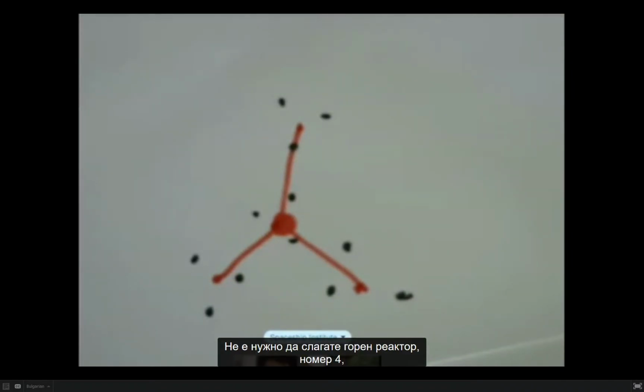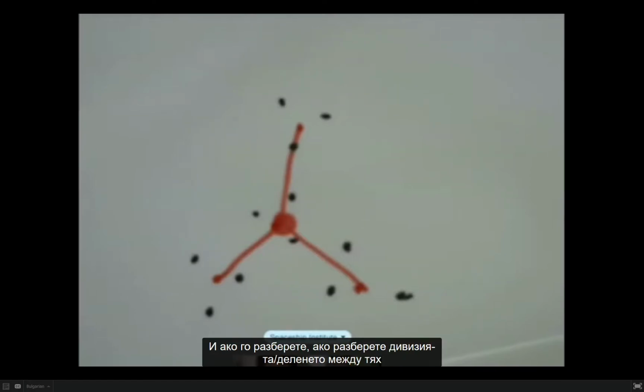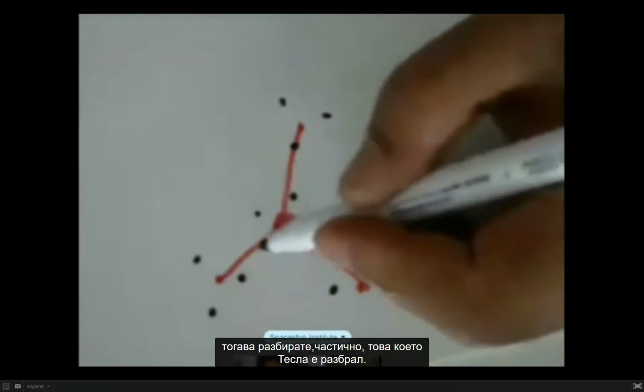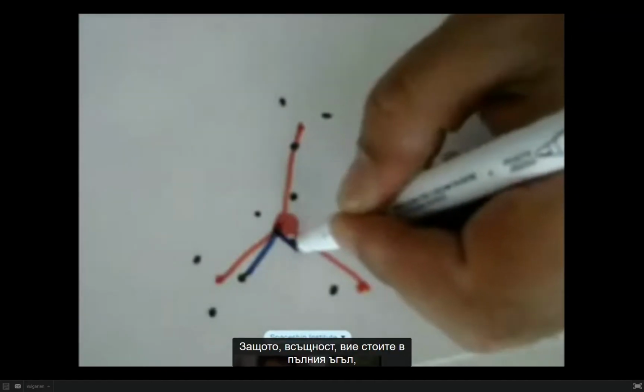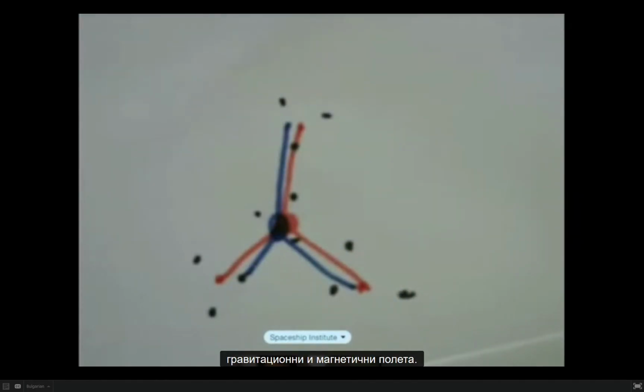You do not need to place a top core number 4 on each individual set of 3. You use a set of 3 on top to create the 4th. This is the way plasma works, and if you can understand the division in between them, then you understand partially what Tesla understood. Because in fact, you sit in the full corner, gravitational and magnetical field.